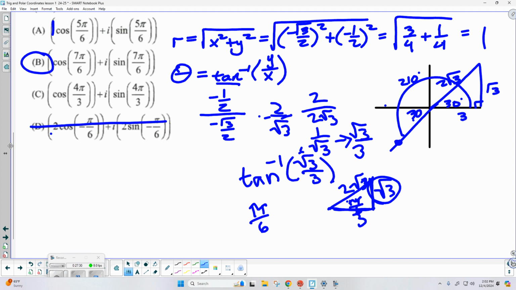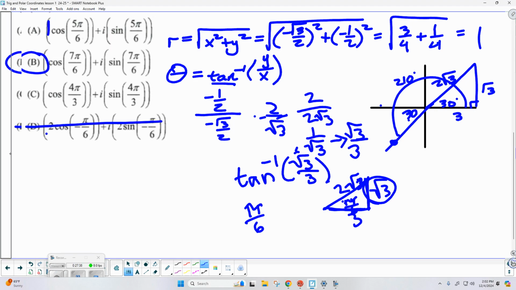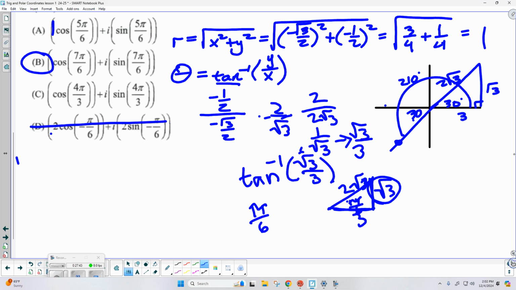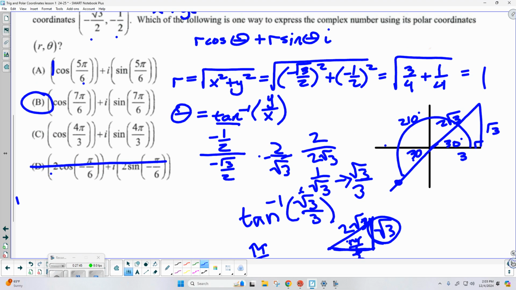Now again, thinking about the quadrant, you could use that to go ahead and eliminate one of the answers. If you take a look at what's left, what quadrant is 5 pi over 6 in? That's in quadrant 2, but remember, our point that we're working with is supposed to be in quadrant 3, so there's no way that angle can be correct. Now C, 4 pi over 3, is in the third quadrant, so this one, we would have had to do the math to figure out which one was correct.